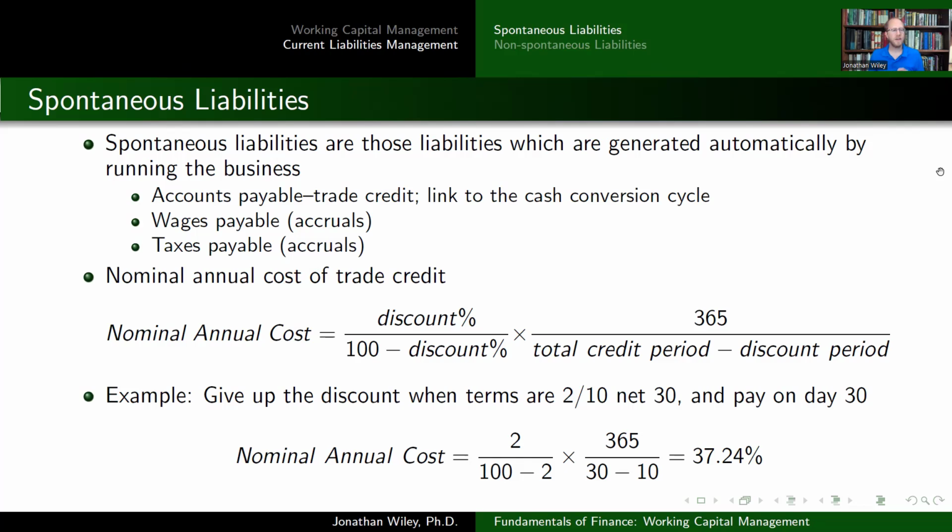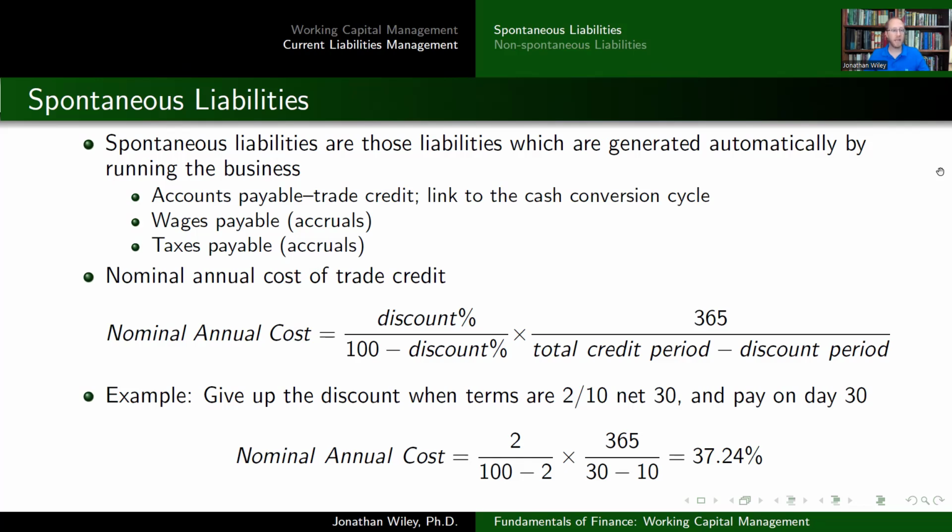So what if we give up the discount when terms are 2/10 net 30 and pay on day 30? Let's say we were paying on day 10, we were taking the discount. All right, that's fine. What does this look like if I give up that discount when the terms are 2/10 net 30 and I'm going to pay on day 30 instead of paying on day 10? Well, previously, let's say for a $100 item, sticker price $100.